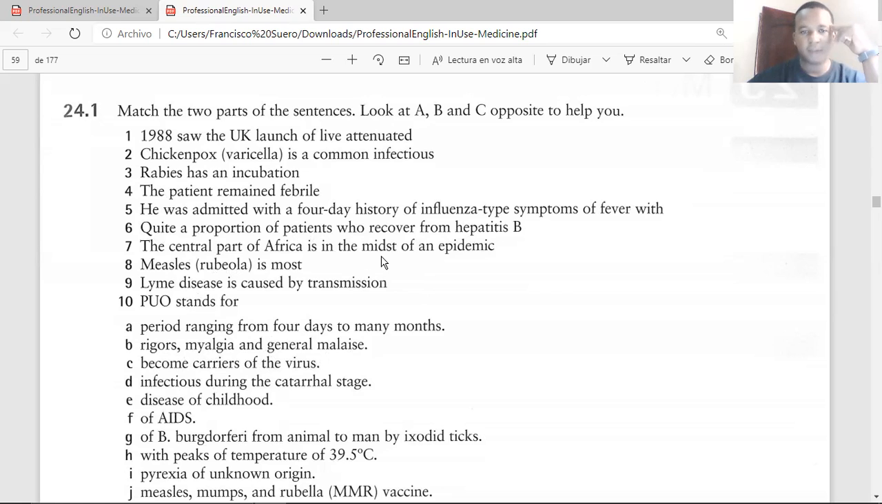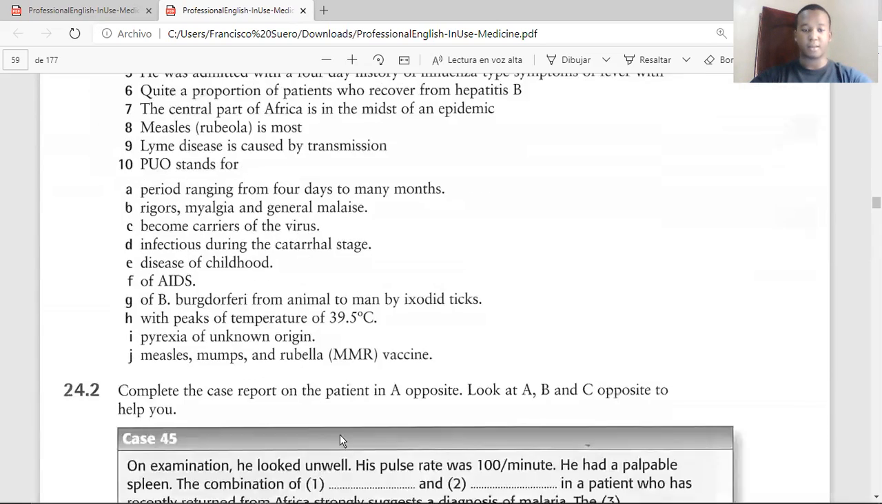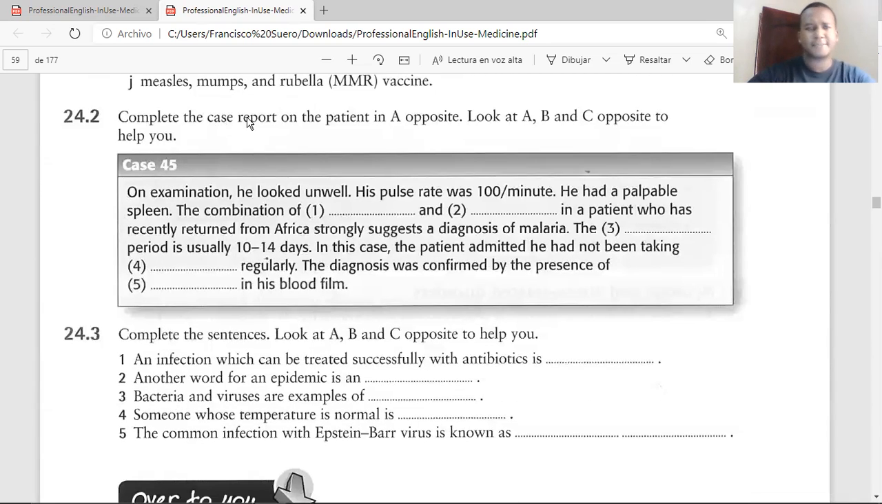The central part of Africa is in the midst of an epidemic of AIDS. Measles rubella is most infectious during the catarrhal stage. Lyme disease is caused by transmission of B. burgdorferi from an animal to man by exotic ticks. PUO stands for pyrexia of unknown origin. Complete the case report. Look at A, B, and C opposite to help you.